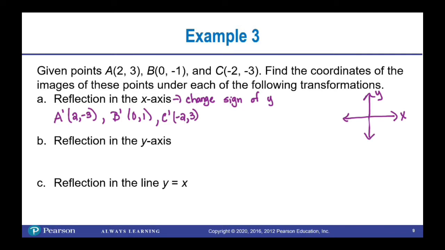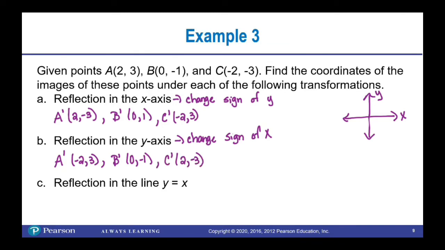Look at part B. When we reflect in the y-axis, we move from the right side of the graph to the left side of the graph, or vice versa. This changes the sign of the x. So in part B, my A prime would be negative 2, 3. The sign of the x changed. For B, I can't change the sign of 0, so that point stays the same. And for C, my new point C prime would be 2, negative 3. Notice the sign of the x changes.